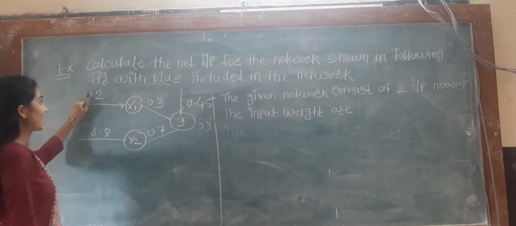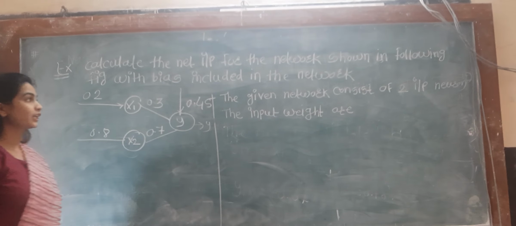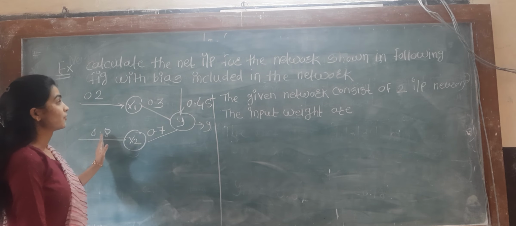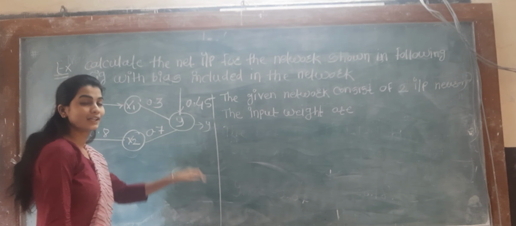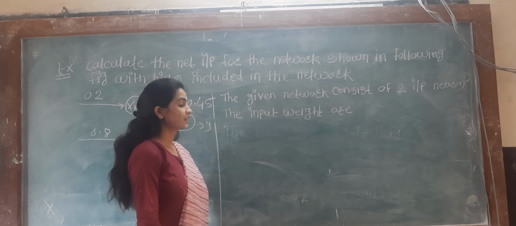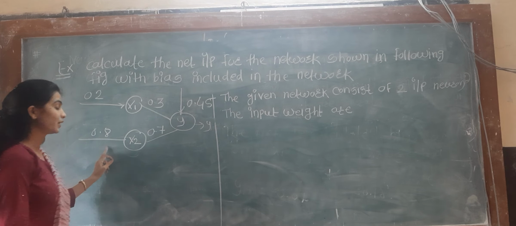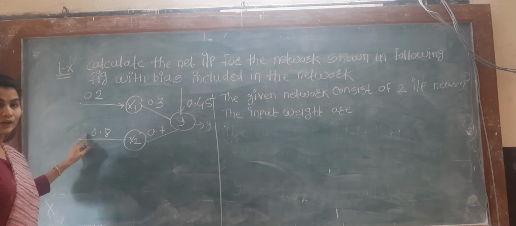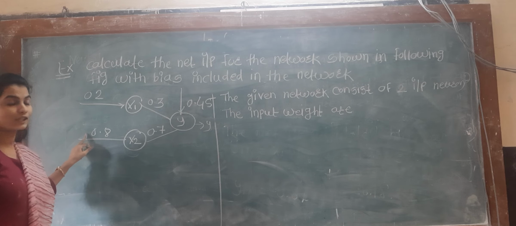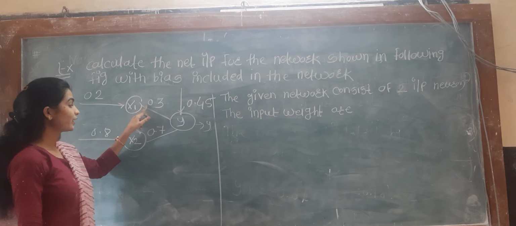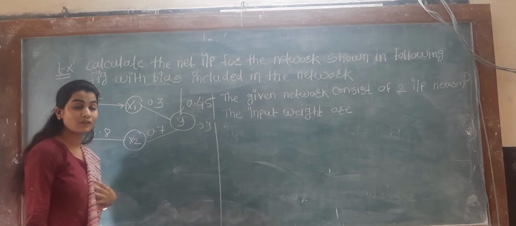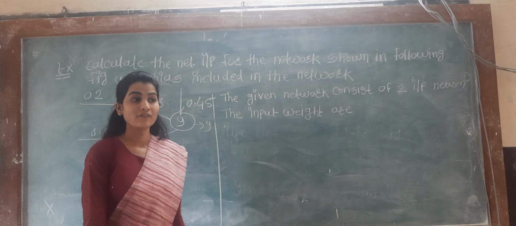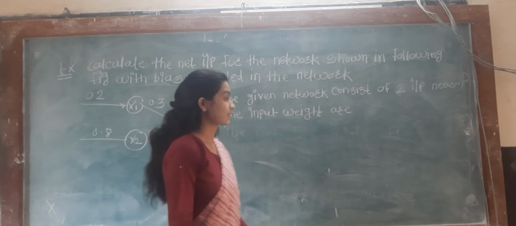Then we will see another example. Calculate the net input for the neural network shown in the following figure, with the bias included in the neural network. There are two input neurons, the first is 0.2 and 0.8 is the second input neuron. Then 0.3 and 0.7 are the associated weights, and 0.45 is the bias.